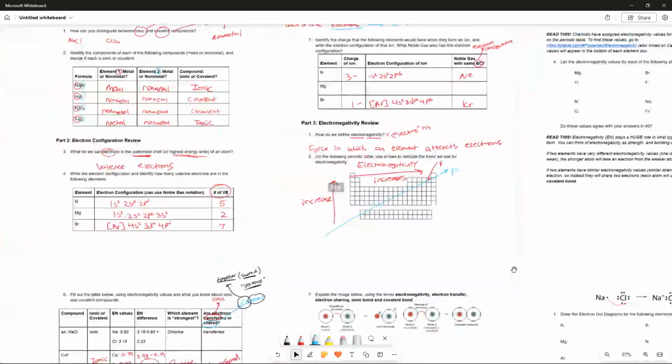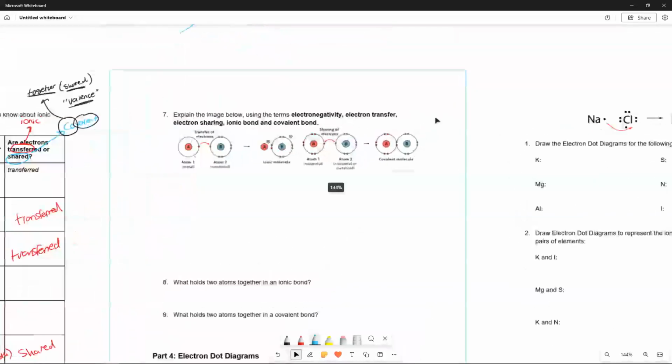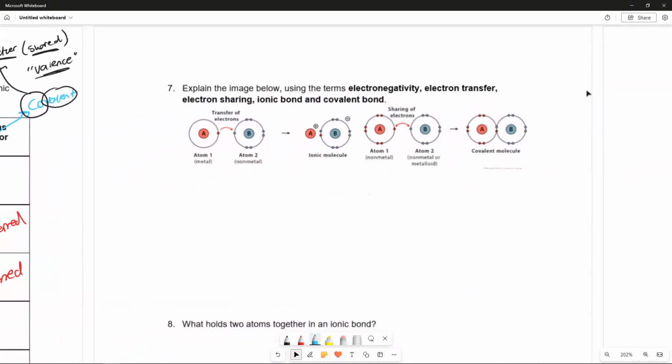All right. 7. Explain the image below using the terms electronegativity, electron transfer, electron sharing, ionic bond, and covalent bond. All right, that's a lot of words. Let's see here. So we have here on drawing 1 a transfer of electrons. Atom 1 and atom 2, a metal and a nonmetal. We know that's ionic. And this electron is being donated to this. So an example of this, a great example actually, is sodium chloride. Sodium is 1 plus. Chlorine is 1 minus.